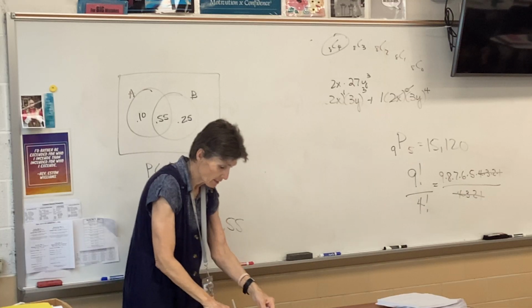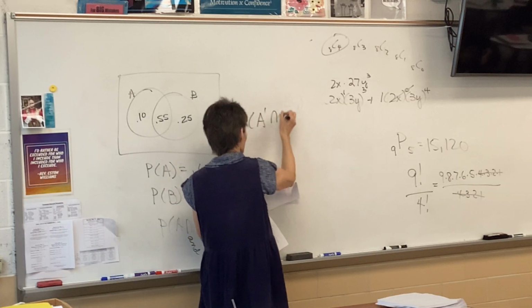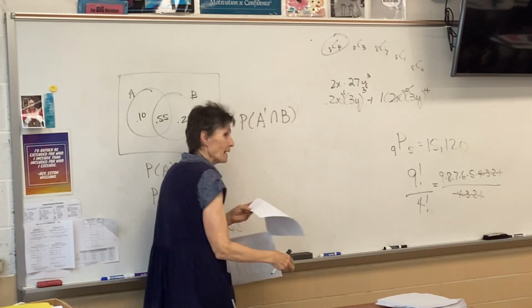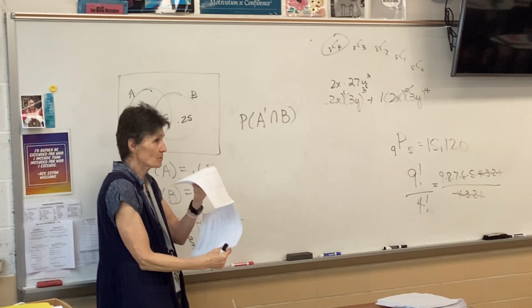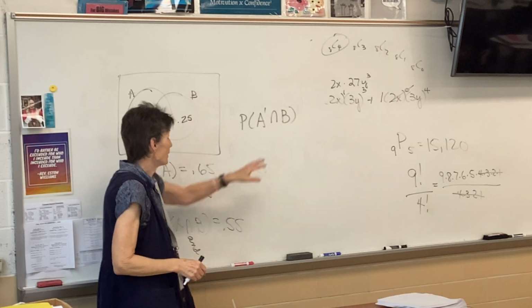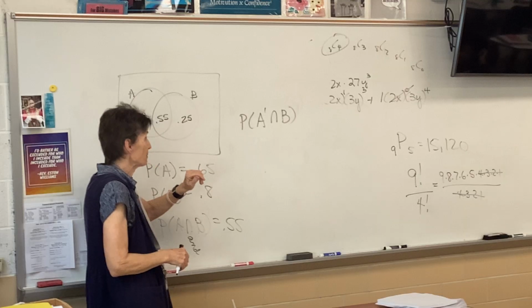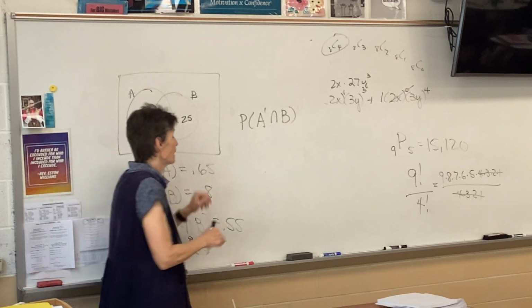So the question says, what's the probability I don't like apples, no apples, but I do like bananas? Doesn't that mean bananas only? And where are the bananas only people? 0.25.